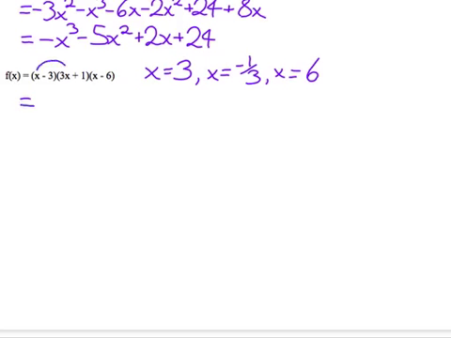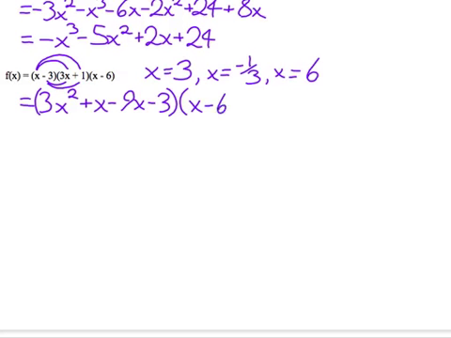So first we'll multiply x by each term in the second bracket, so we get 3x squared plus x. Then we'll multiply negative 3 by each term. So we'll get minus 9x minus 3. Now we need to collect like terms. So we'll get the trinomial 3x squared minus 8x minus 3. And now we can multiply this by the binomial x minus 6.